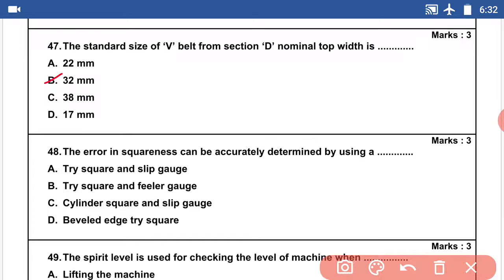This question answer cylinder square and slip gauge. Option C correct answer. Question number 49.